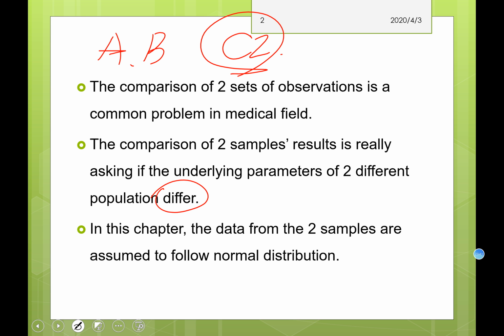So in chapter 6, the data from the two samples are assumed to follow normal distribution. So that's a very important precondition. Z-test and T-test are similar with the normal distribution. Actually, Z-test is based on normal distribution. Normal distribution is also called Z distribution, and T distribution is derived from Z distribution. So here we won't talk too much about this one.